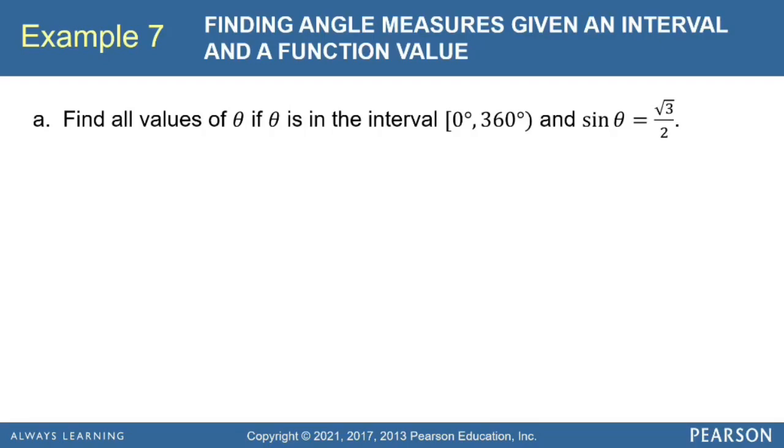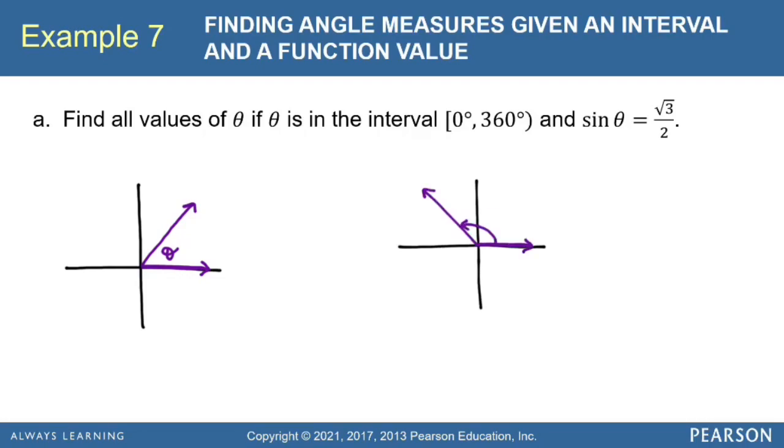And we know that the sine function is positive in quadrant 1. So I've got a quadrant 1 angle here, and it's also positive in quadrant 2. So I drew a quadrant 2 angle here. And now we're going to use this number to help us determine our reference angle. So which of our reference angles, 30, 45, or 60, has square root of 3 over 2 as its sine value?